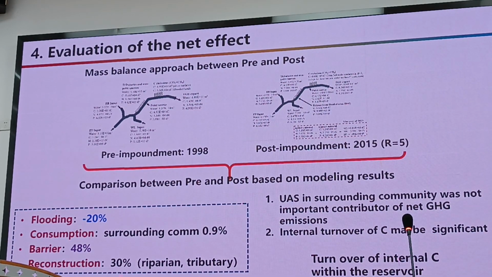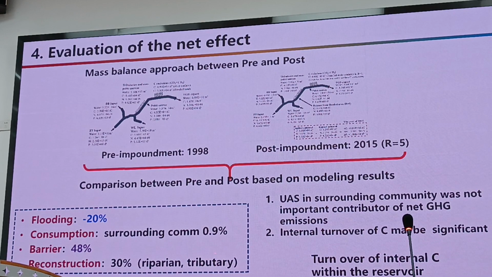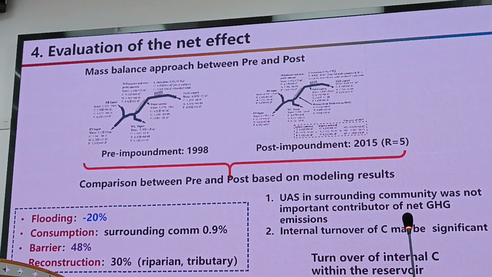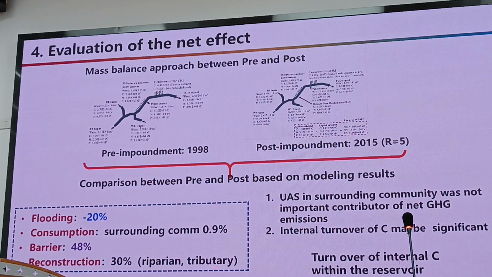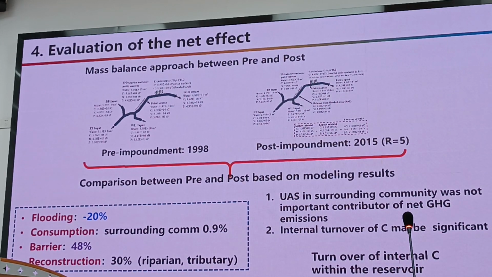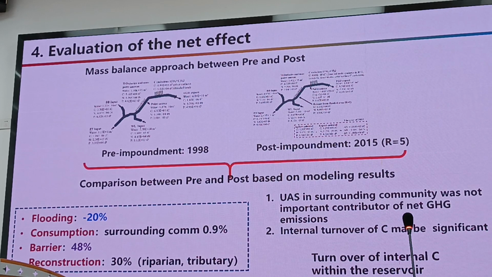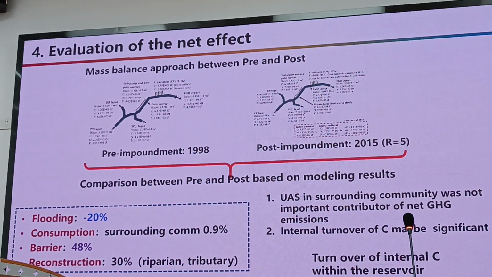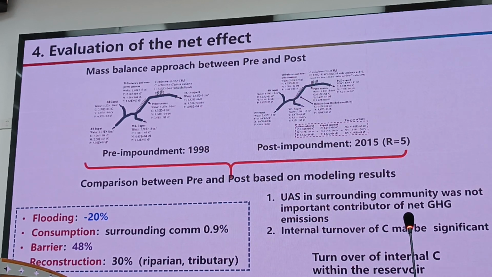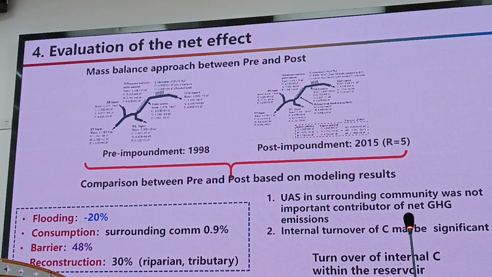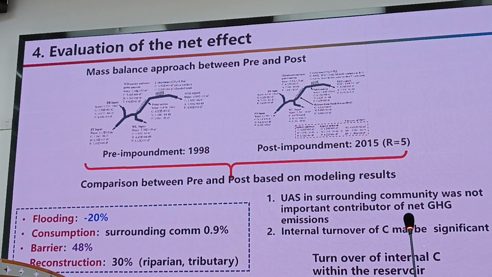So you see the riparian zone reconstruction, and also in tributaries, the decrease of the water velocity can create primary production. This kind of reconstruction of the aquatic ecosystem can contribute around 30% of the net greenhouse gas emissions. So here are some clues that unrelated human sources in the surrounding community are not a big contributor to the net greenhouse gas emission. And internal sources, for instance the barrier effect and reconstruction effect, the carbon turnover in the reservoir may be very, very significant.